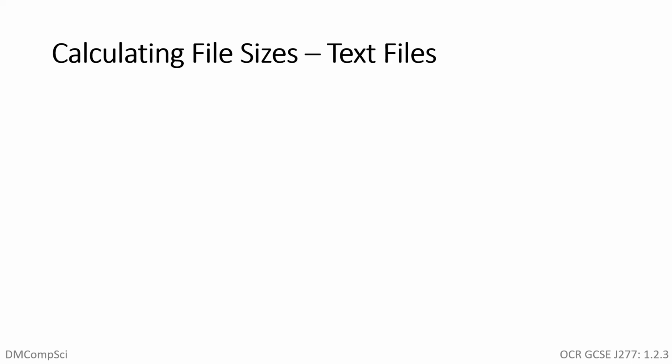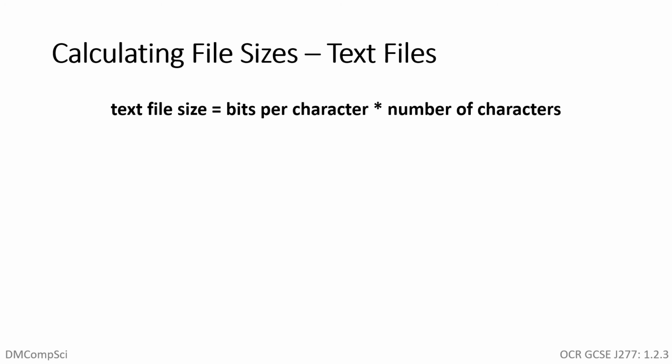The final formula that you need to know for your exam is for calculating the size of a text file. The formula is text file size equals bits per character multiplied by number of characters. This is the most self-explanatory one. Bits per character is the number of bits used to store each character in the file, and number of characters is the literal number of characters that are in the file. So for example, if your file literally had the word hello, it would be 5 characters.